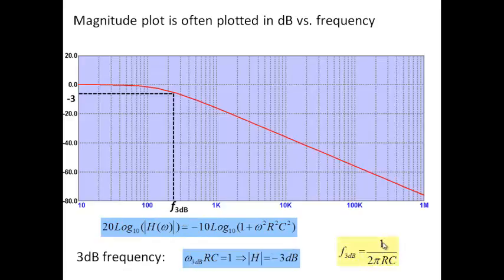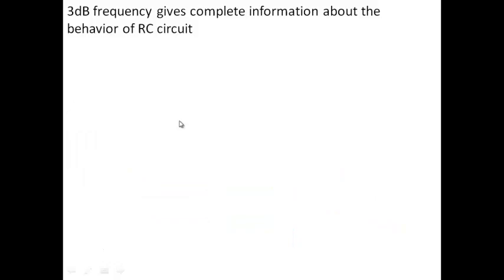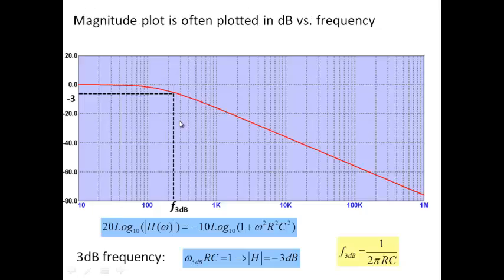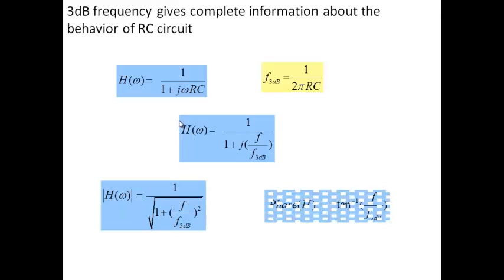We call that the 3 dB frequency, and it's easy to show from this expression that the 3 dB frequency is 1 over 2 pi RC. Okay, so whatever R is connected in series with the capacitor gives us the 3 dB frequency. All right, so that's the 3 dB frequency of a simple RC. Okay, so all this should be familiar to you, the magnitude response and the phase response and all that.